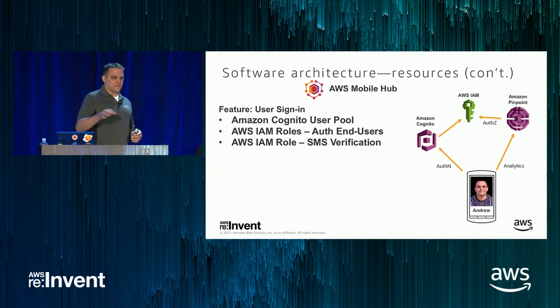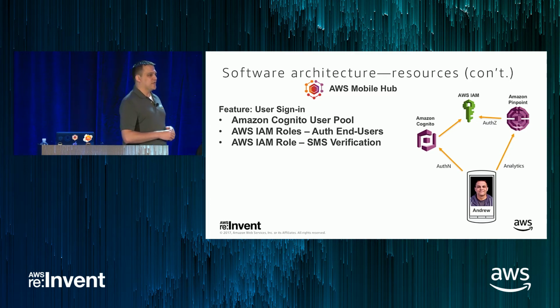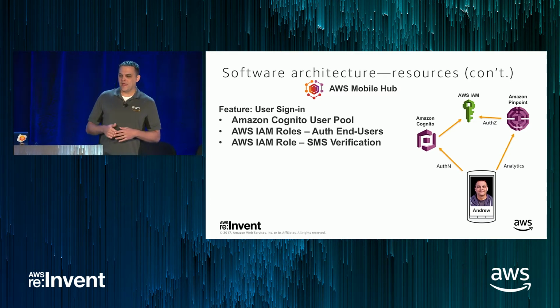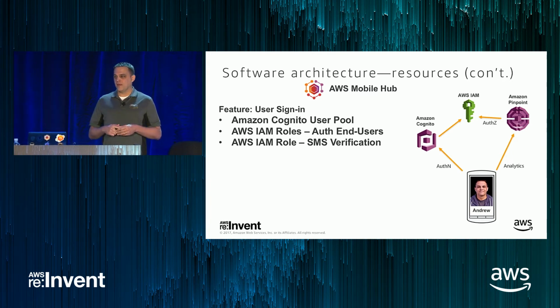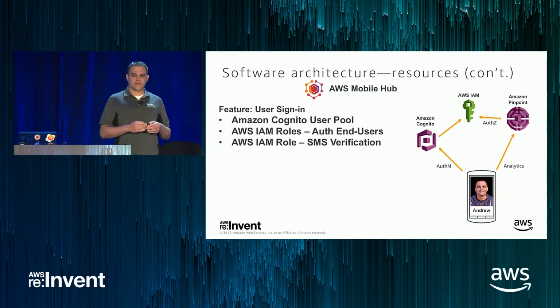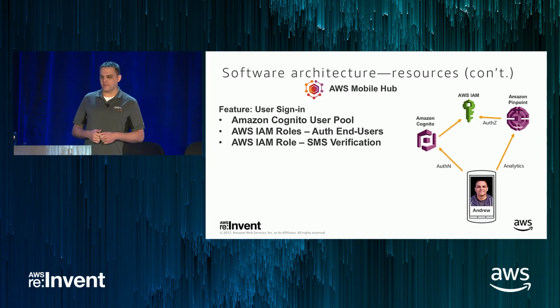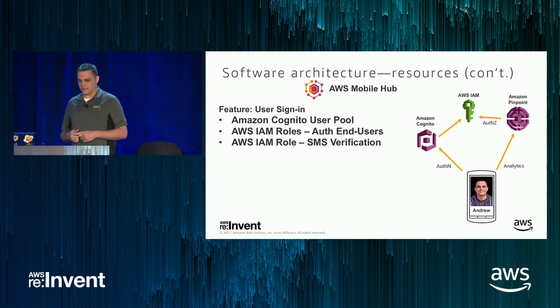So I turned on, in the snapshot, there was also the user sign-in feature. This is enabling my Cognito user pool. And this is creating an authenticated user role in Identity and Access Management that will have some policies, again, that control access for my users to my AWS services. And I'll go into detail on what those policies are.